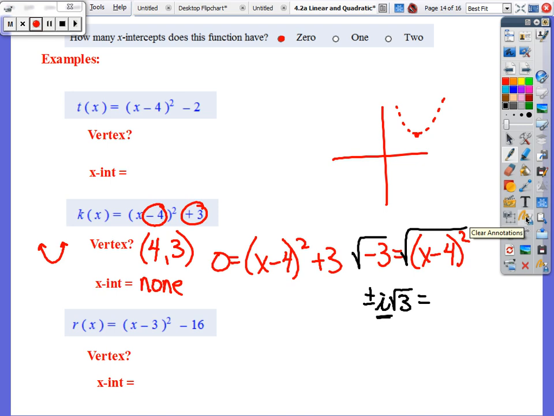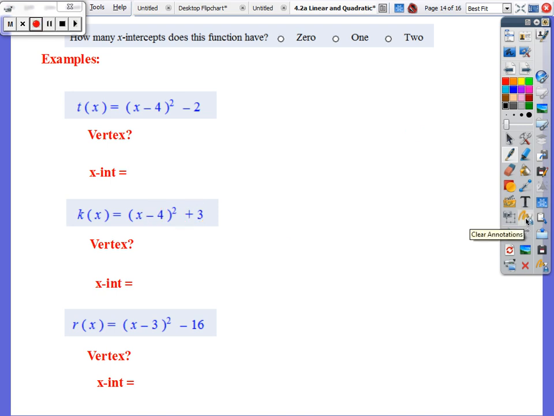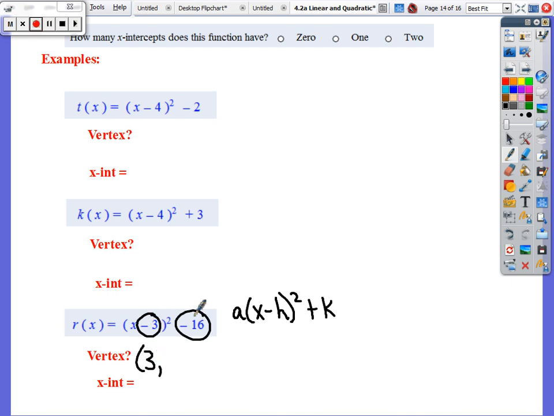So we've had an example where we had 2. We had an example where we had none. Okay, let's take a look at the third one. Looking at the third one here, what's the vertex? Well, again, it's in vertex form. How do I know that? Here's the form. And I've memorized it, and hopefully you will too. H is counterintuitive. It's the opposite of what you see. And then K is exactly what you see. And so there's our vertex.